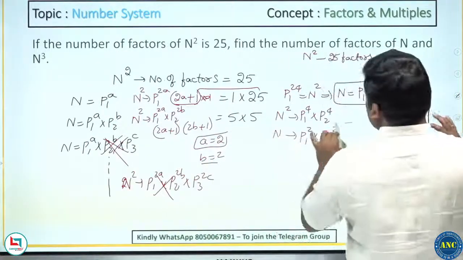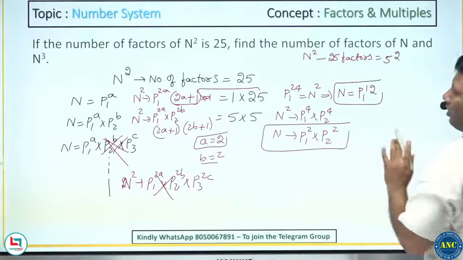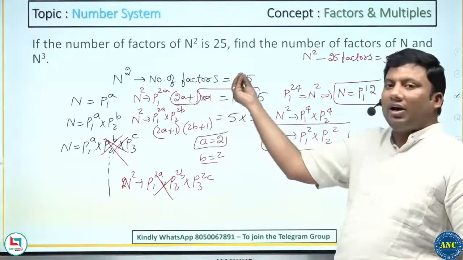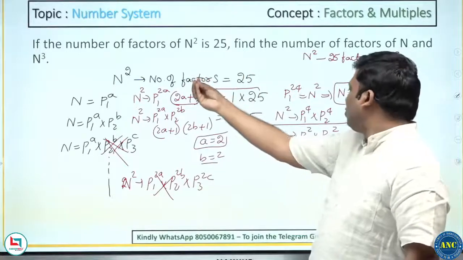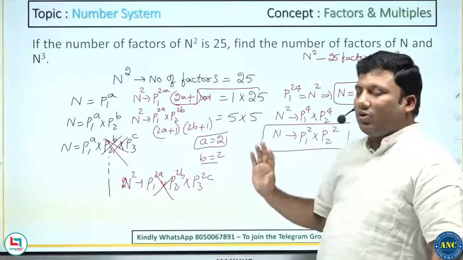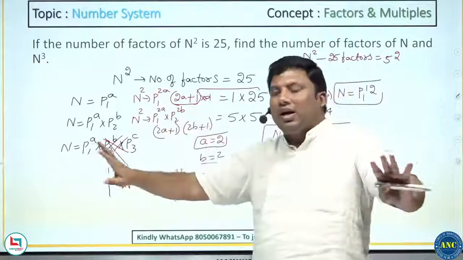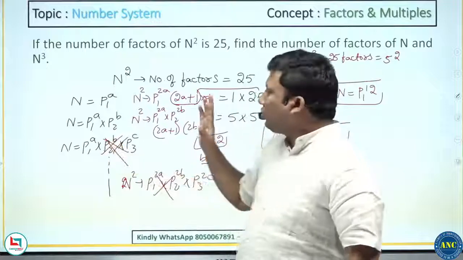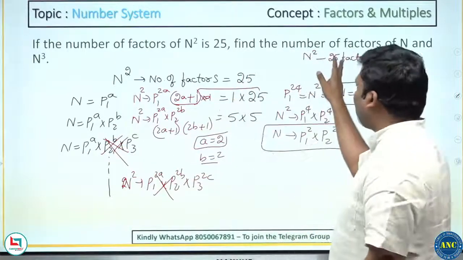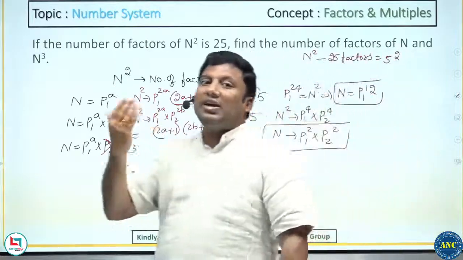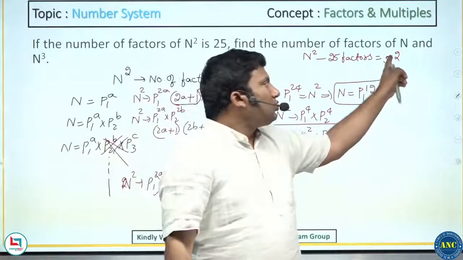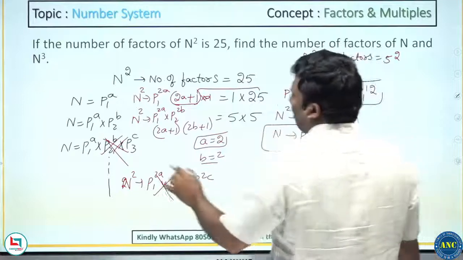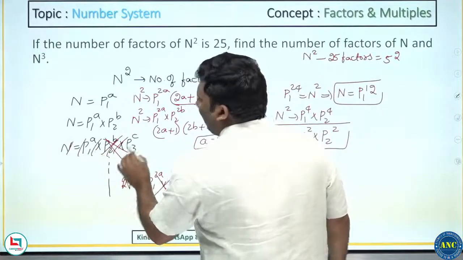So what are the cases we got? These cases we got. I hope it is clear. There is a natural number. N square will have 25 factors. We do not know that natural number has single prime base or two prime bases or three prime bases. Number of factors are 25. 25 is 5 square. So power will be equivalent to maximum number of prime factors. So there cannot be more than 2 prime factors.